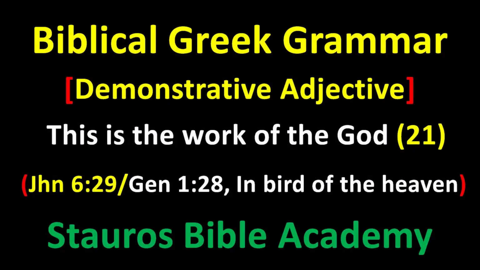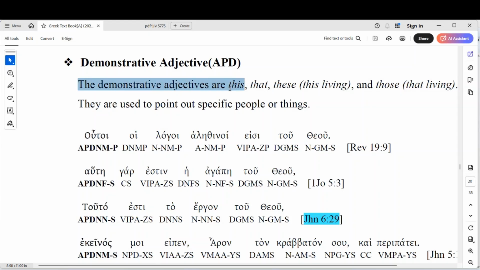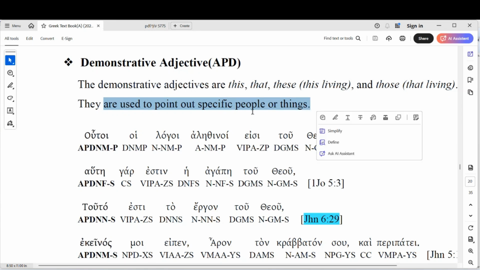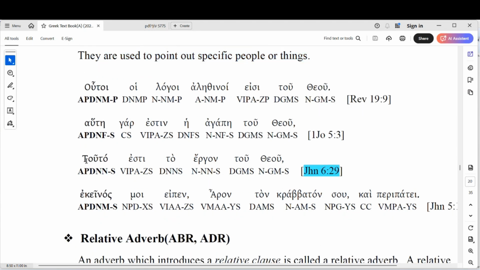Today, we continue to study New Testament Greek grammar, demonstrative adjectives. As we see in our textbook here, the demonstrative adjectives are this, that, these, those. They are used for pointing out specific people or things. We are studying the third one, which is John chapter 6, verse 29.